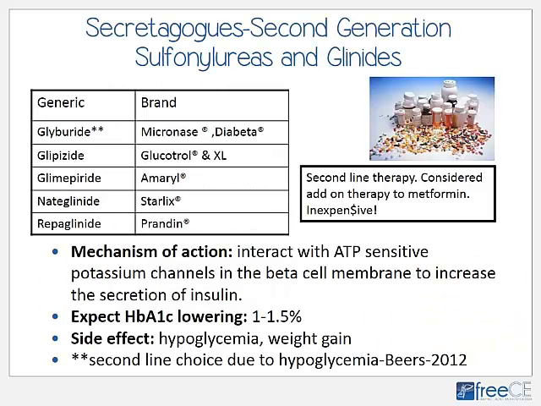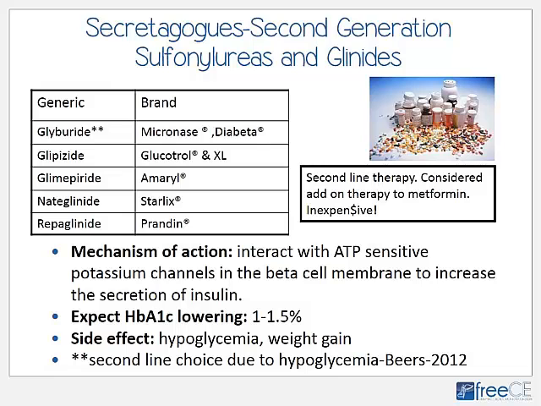The second class of drugs are the secretagogues. We're all familiar with them. They came out in the mid-50s, pretty much were derivatives of that sulfa molecule. They're the second generation sulfonylureas and glinides. The first generation came out in the 50s, and this second generation came out in the later 80s.